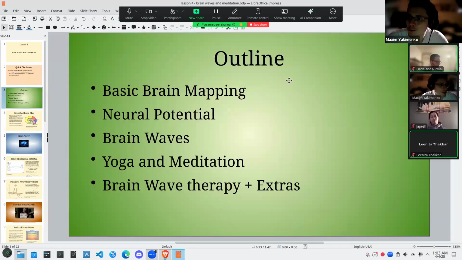Here's the outline of what we will be discussing. We're going to go through a quick brain recap, how a brain works. Then some of the stuff when it comes to neural potential, specifically electric neuronal potential. The concepts of what brainwaves actually are. Finally, the part we're probably mostly interested in is the yoga and meditation aspect.